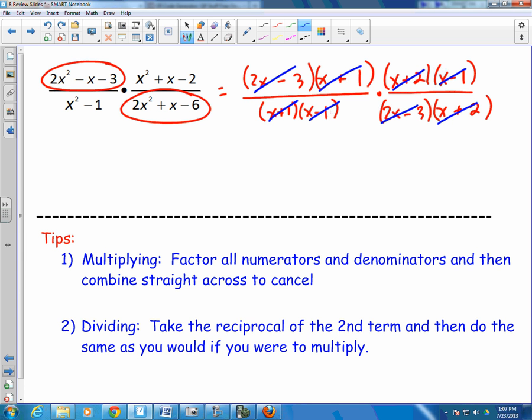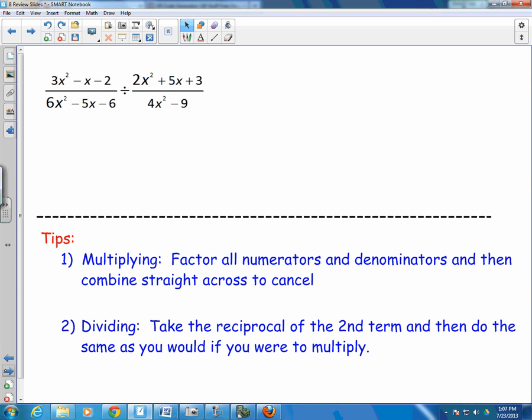Now, everything cancels. The typical answer that people mistakenly put is 0. That's not true. When I divide something by itself, which is basically what happens when stuff cancels, it's like 3 divided by 3, which is 1. So when everything cancels, your answer is simply 1. So that would be the answer there.